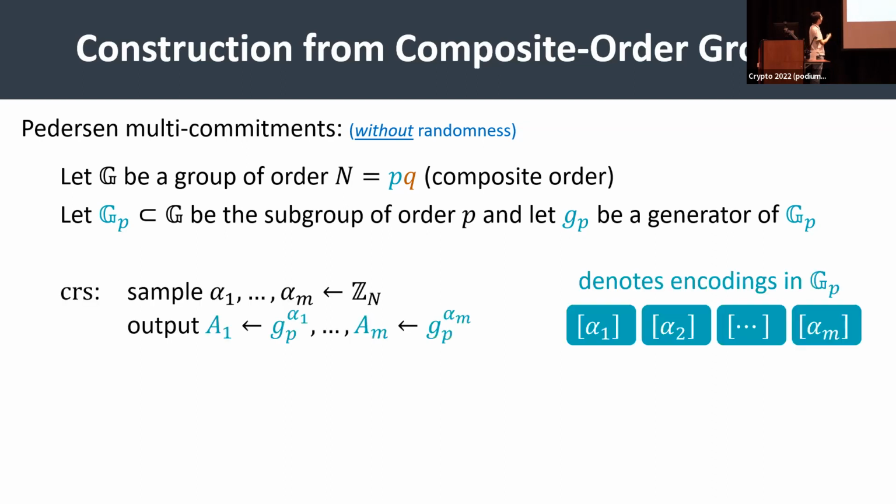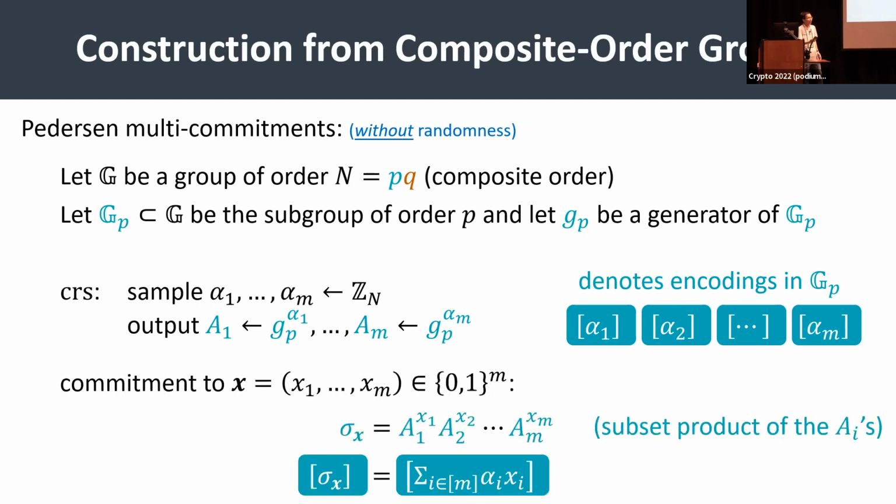So just to recall, in the Pedersen multi-commitment, if I want to commit to a vector of M things, the common reference string is just going to consist of M random group elements. And for ease of exposition, I'm going to write this in the exponent in bracket notation. So this will denote an encoding of this particular value in the exponent. So the CRS just consists of M random group elements denoted by these M random exponents.